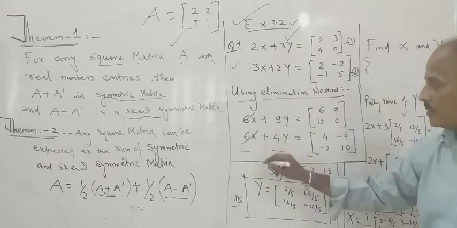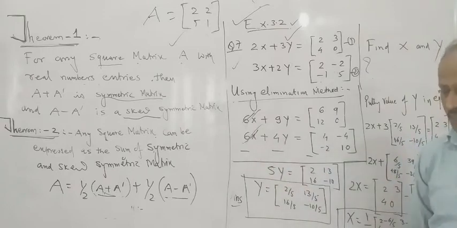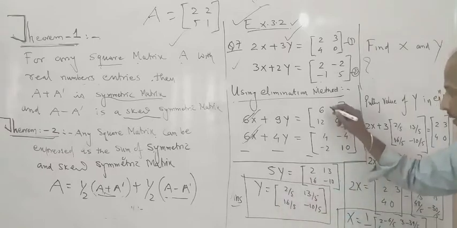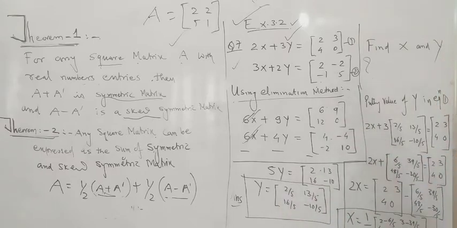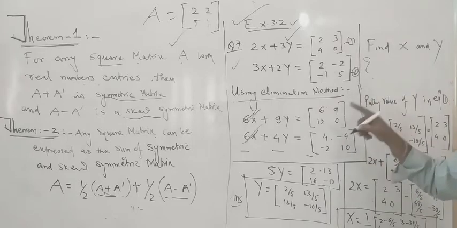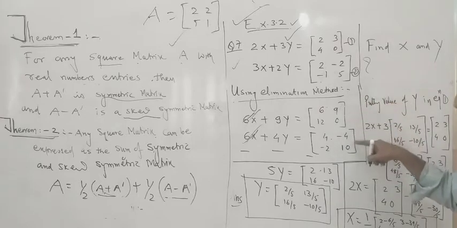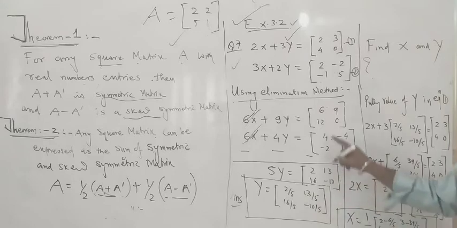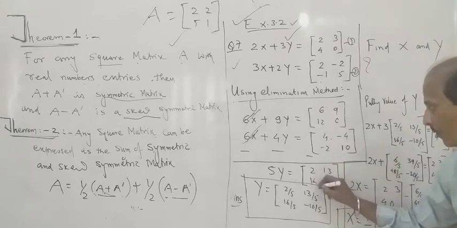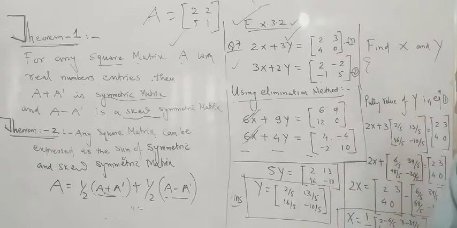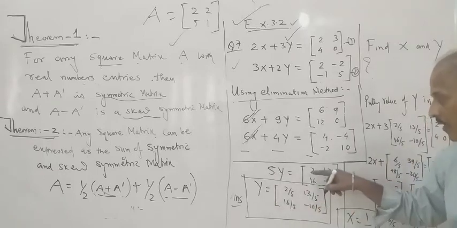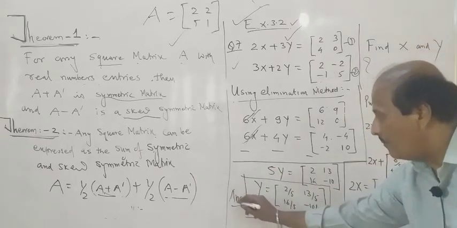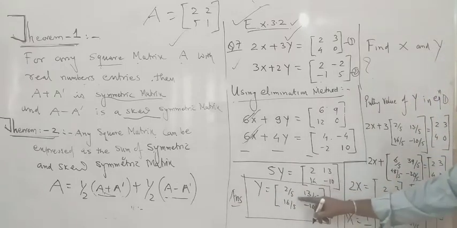Just like the elimination method, you cancel 6X with 6X and subtract 4Y from 9Y, then you will get 5Y, and here 6 minus 4, then you will get 2, then 9 minus of minus 4, so it will become 9 plus 4, 13, then 12 minus of minus 2, so you will get 14 again here. And 0 minus 10, it will be minus 10. So bring this 5 in the denominator. So the required matrix Y will be, divide all the members with 5, you will get Y.